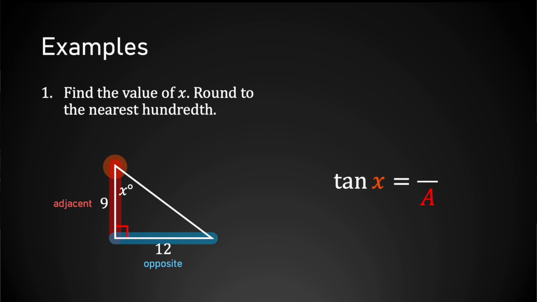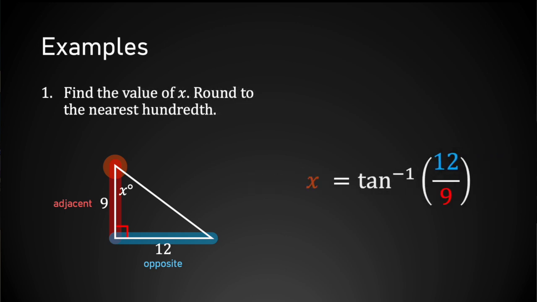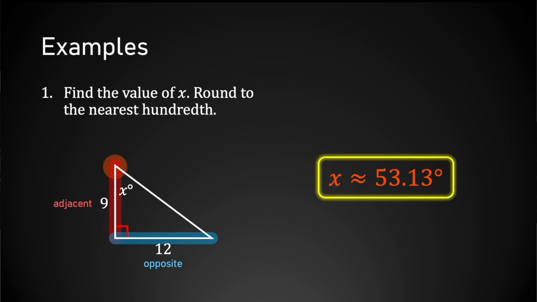Opposite is 12, and adjacent is 9. I'll take the inverse tangent of both sides, and that will cancel out our standard tangent, leaving me with x equals the inverse tangent of 12 over 9. That works out to 53.13 degrees after rounding.